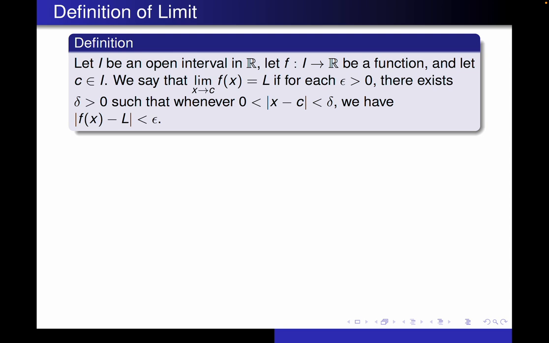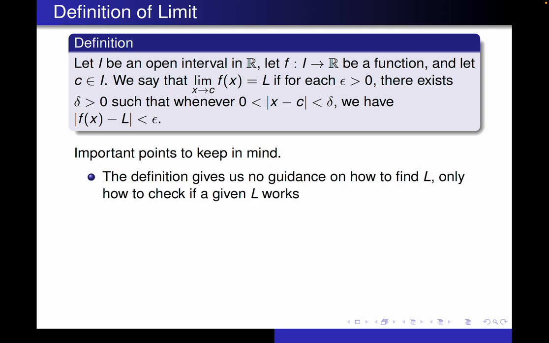So it looks very much like the definition of a sequence, except we don't have this notion of n being bigger than big N. We have this notion of the absolute value of x minus c being less than delta. So as with sequences, here are some important points to keep in mind. The definition gives us absolutely no guidance on how to find the limit, only how to check if a given L works as the limit.